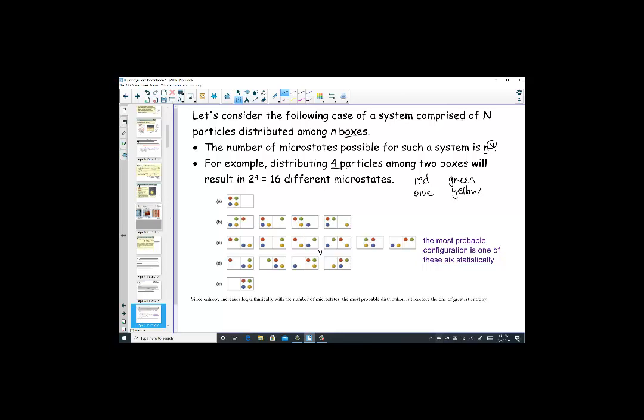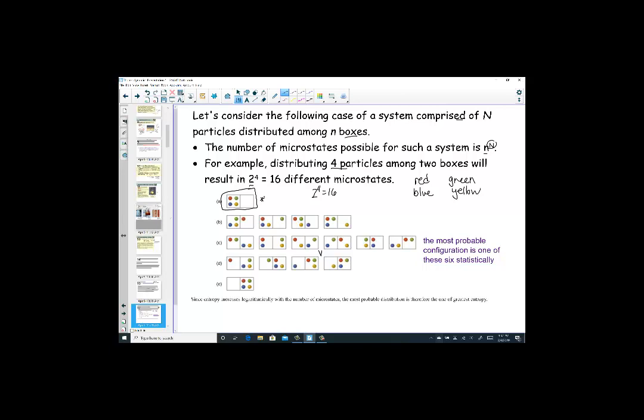And we're going to distribute those in 2 boxes. How many different microstates can there possibly be? So you can see 2 is the number of boxes. This is a microstate. Raised to the 4 gives us 16 possible combinations of distributing those 4, we'll call them atoms, if you will, those particles in different boxes.